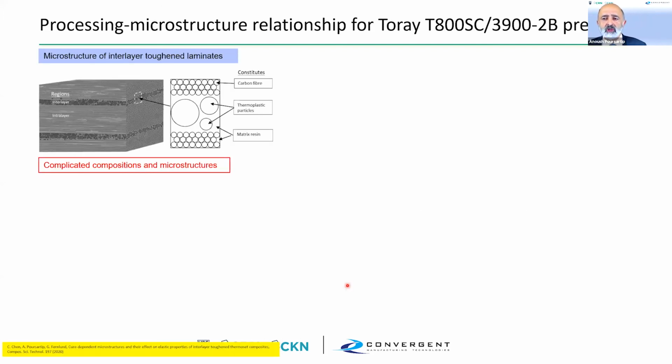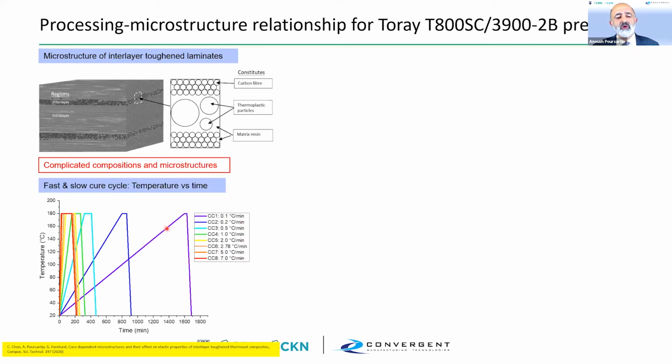So the material we're going to look at is a Toray 3900-2 material, which is a toughened interlayer composite, which is used extensively in commercial aircraft. This material has an interlayer which is toughened with thermoplastic particles. And we're running it through a large number of cycles, from an excruciatingly slow 0.1 C per minute, all the way to a very fast 7 C per minute. And we're going to look at the resulting microstructure and properties.